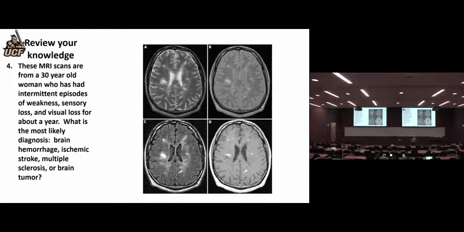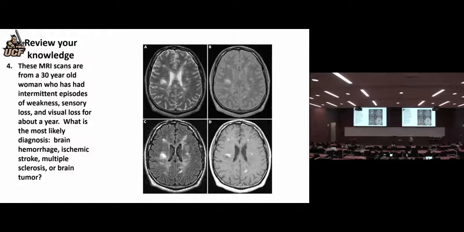Okay, this is a 30-year-old woman. She's had intermittent episodes of weakness, sensory loss, and visual loss for about a year. What is the most likely diagnosis? Brain hemorrhage, ischemic stroke, multiple sclerosis, or brain tumor? Multiple sclerosis, right? And why?